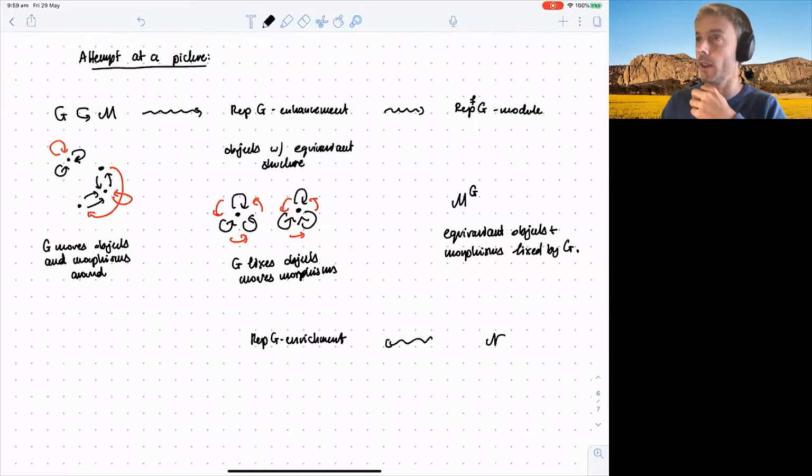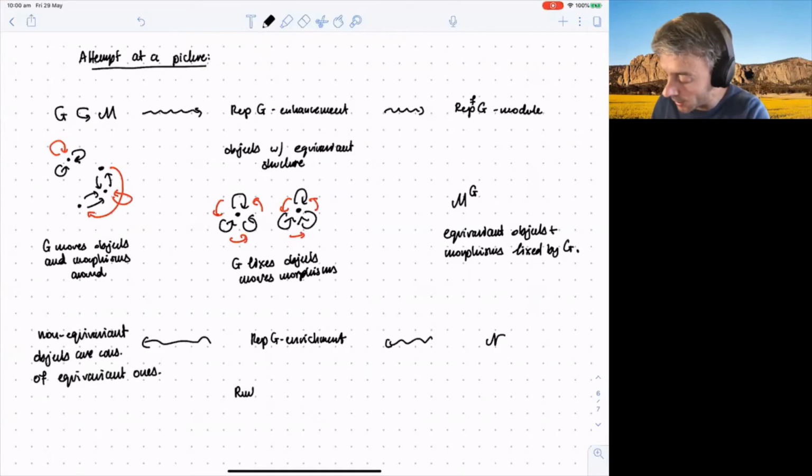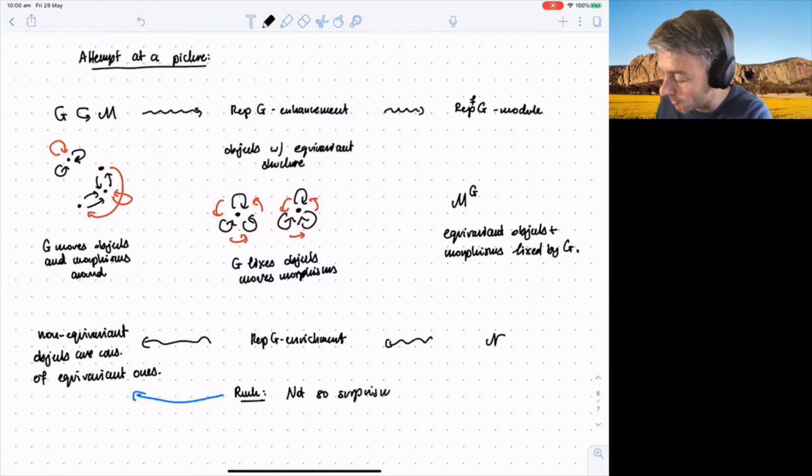The other slightly surprising statement is that the non-equivariant objects are consequences of the equivariant ones. And just a remark is that this point here is not so surprising for a finite group G.